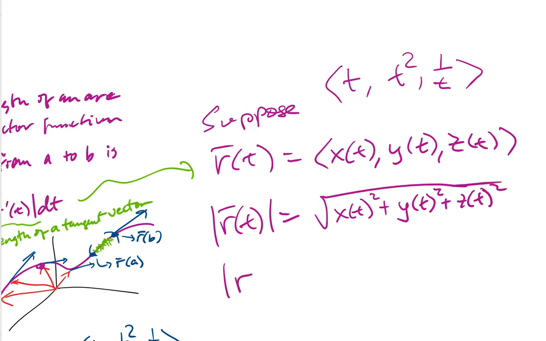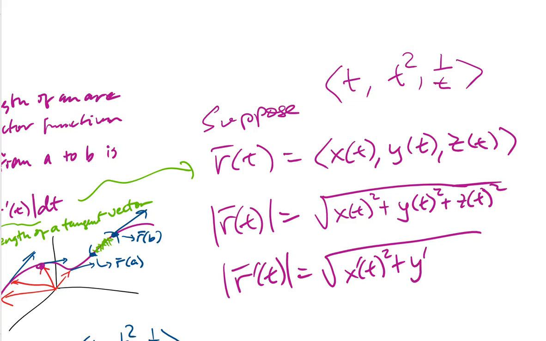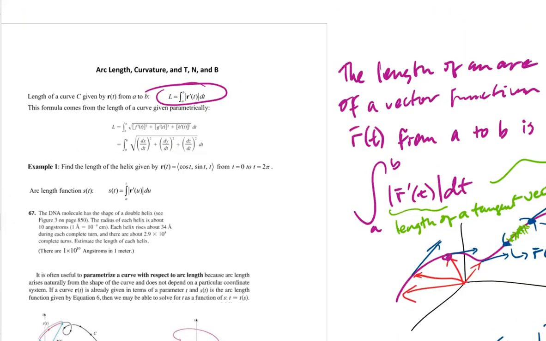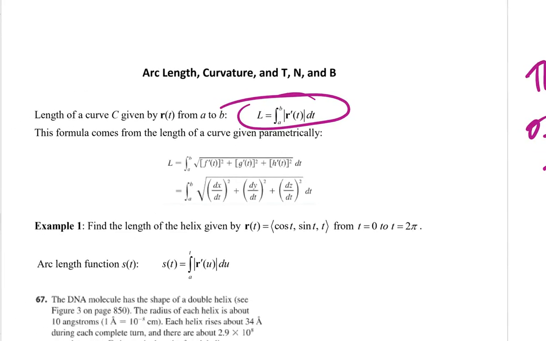Now, if you have the derivative of r, then its length will just be all these derivatives squared: x prime of t quantity squared plus y prime of t quantity squared plus z prime of t quantity squared. And that will give you the length of your arc. This is another way to write it. You can write dx/dt if you want, all those things.